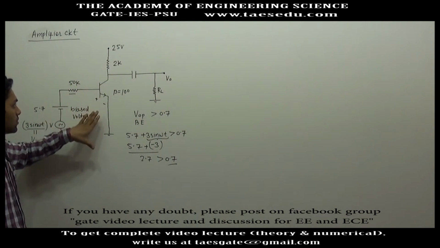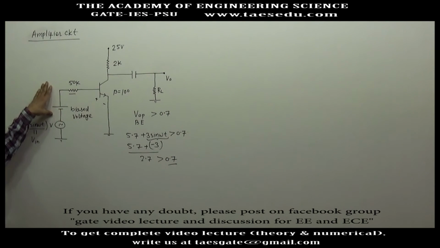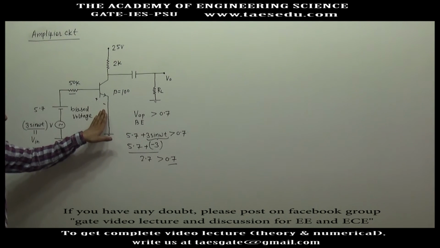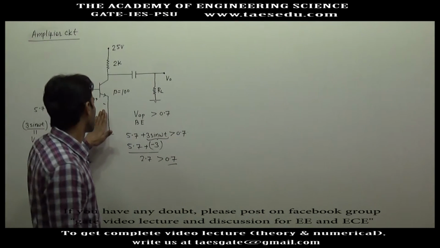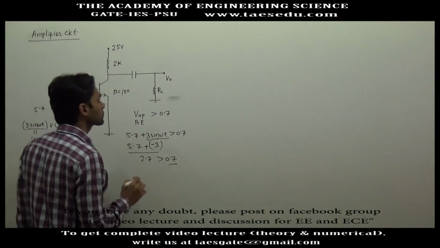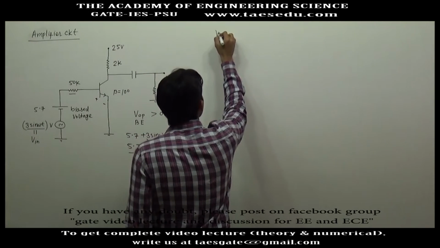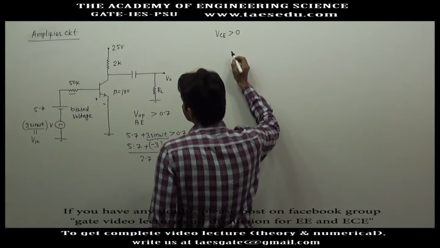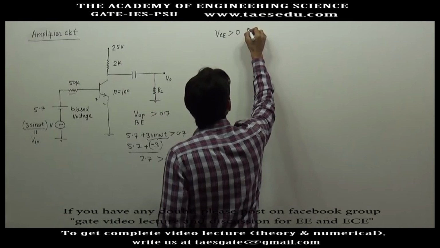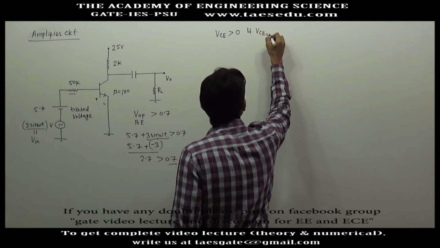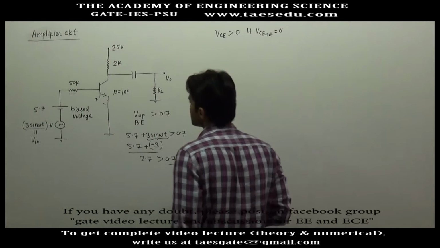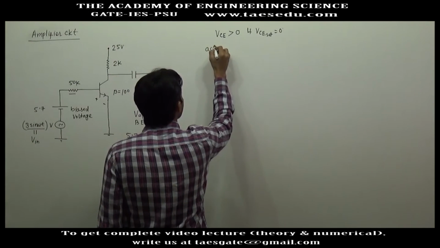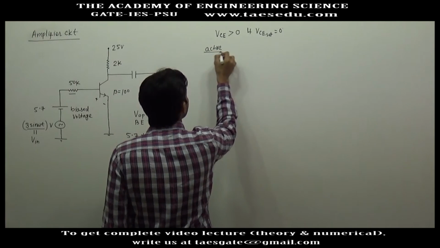Now for this circuit to act as an amplifier circuit, it has to be operated only in active region. So now we have to take care of saturation region. To operate in active region, VCE must be greater than 0, if I have taken VCE saturation equal to 0. So first we will assume this transistor operates in active region.